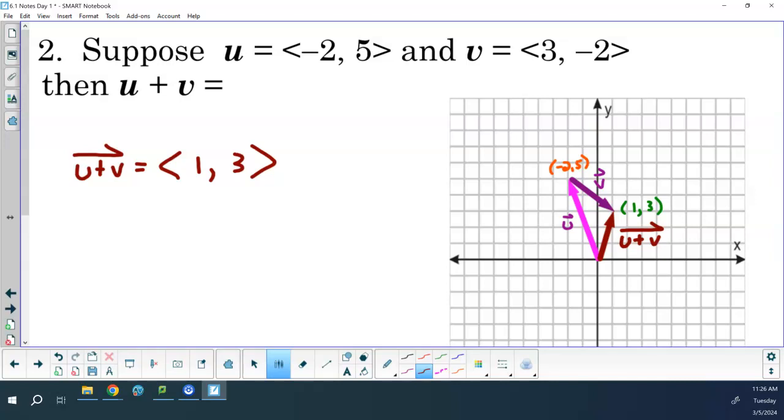Everybody with me so far? Now, you're all smart. You've got something in betwixt your ears. Is there an easier way to get the component form 1, 3 from vector u and vector v? What do you got, Nadia?